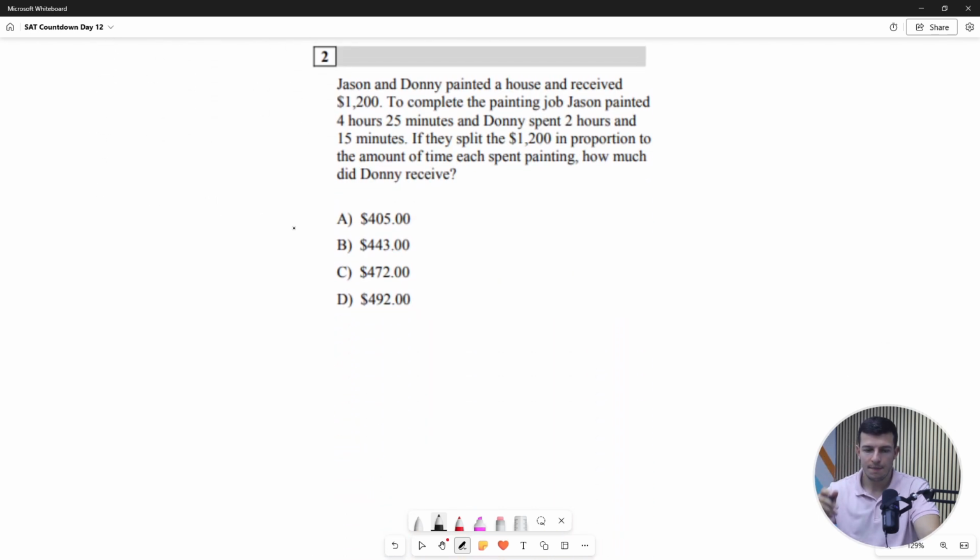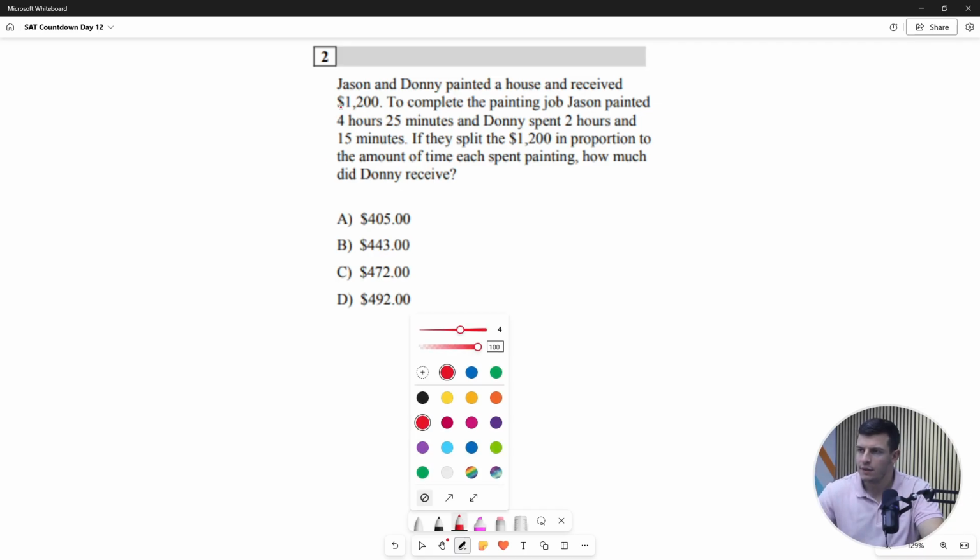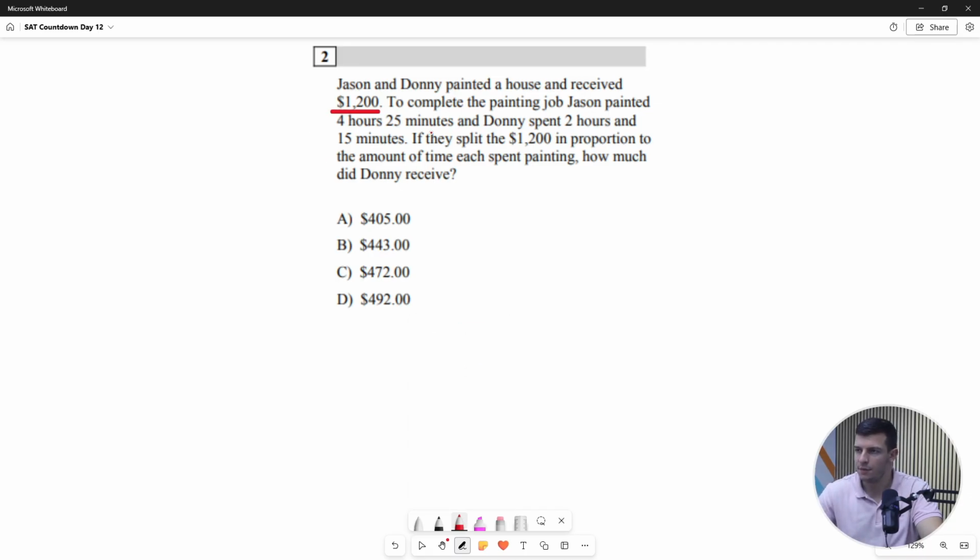Jason and Donnie painted a house and received $1,200. There's a lot of numbers here, so let's highlight them. To complete the painting job, Jason painted 4 hours and 25 minutes, and Donnie spent 2 hours and 15 minutes. If they split the $1,200 in proportion to the amount of time which each spent painting, how much did Donnie receive?